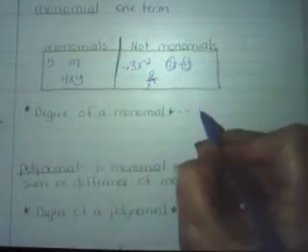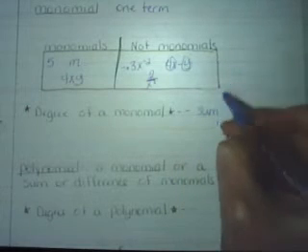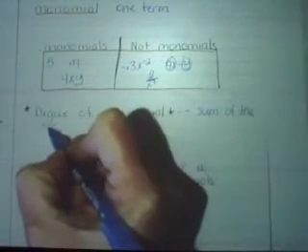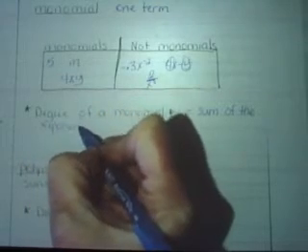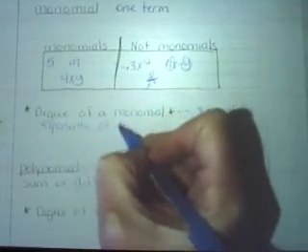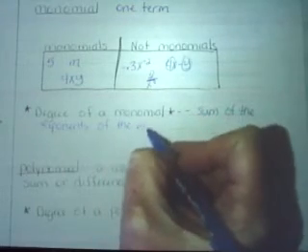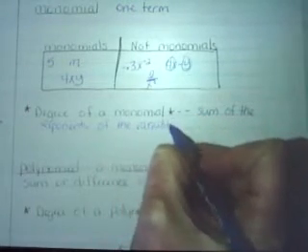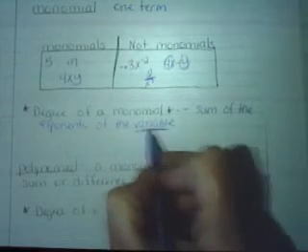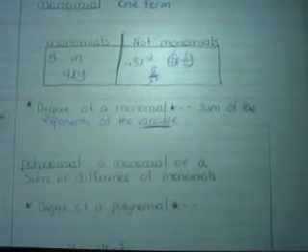The degree of a monomial, that is the sum of the exponents of the variables. So to find the degree of a monomial, you need to look at the exponents of the variables. If a monomial does not have a variable, the degree is 0.